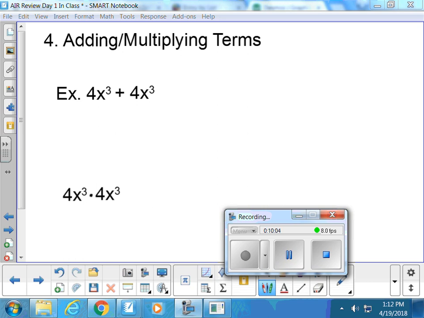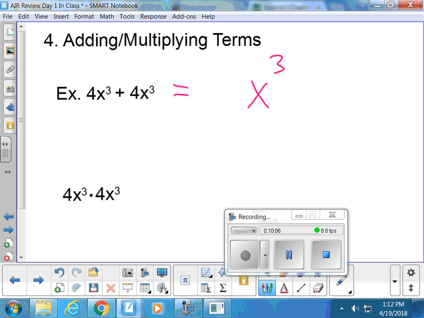I love your x to the third idea. It's not going to be a 16 though. We're adding. So we've got 4x to the thirds, and we get 4 more x to the thirds. How many x to the thirds do we have? Perfect. 8x to the third. So yeah, you do just keep it x to the third when you add like terms.